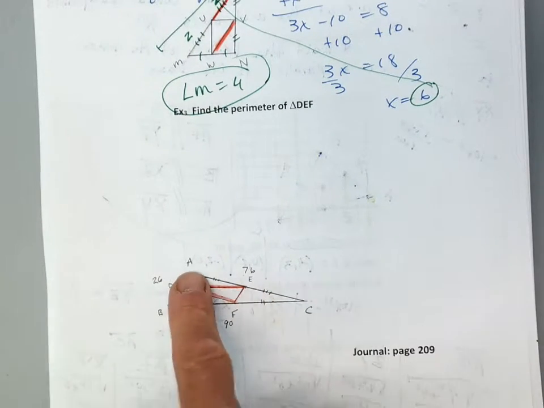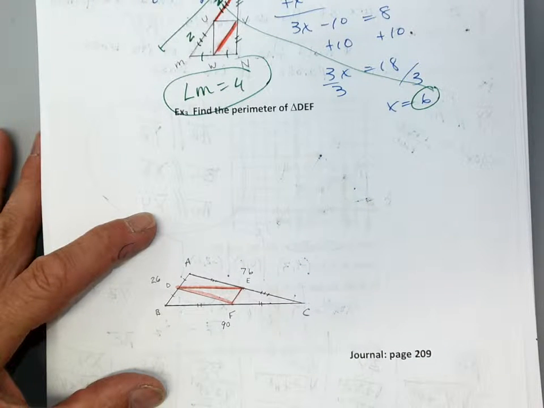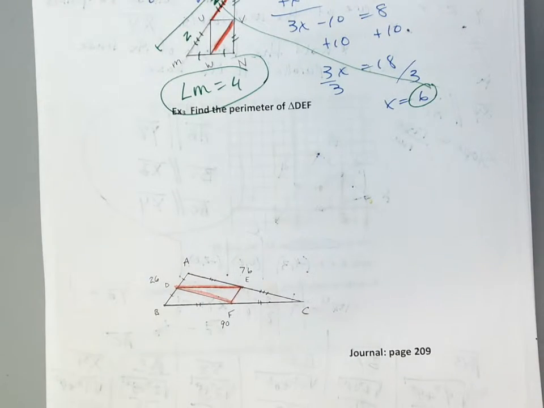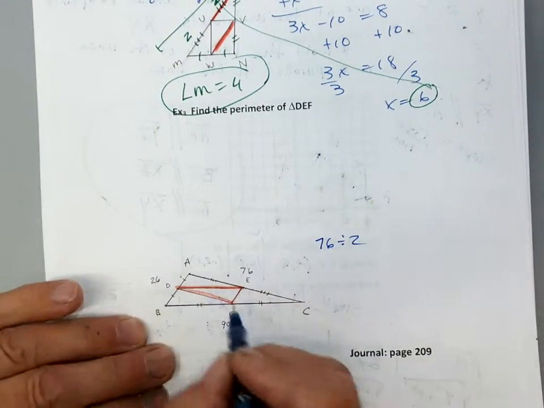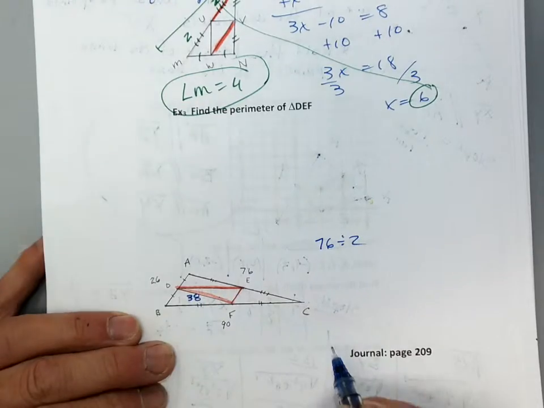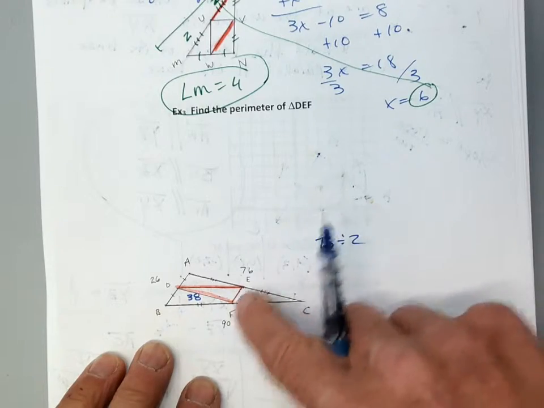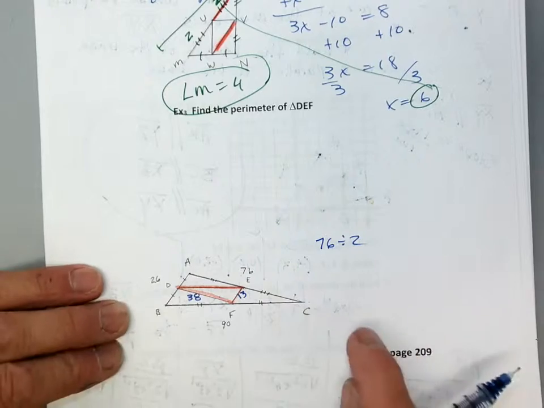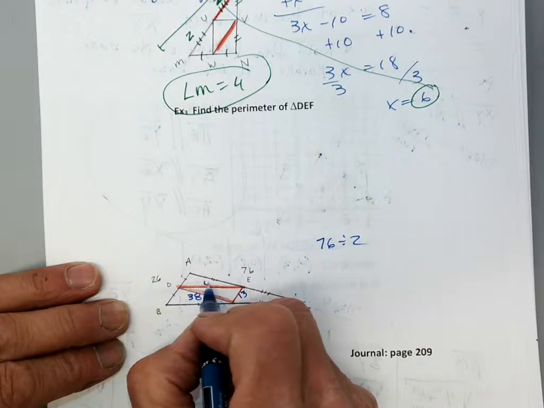So I know that AC is 76. I'm dividing by 2. So if AC is 76, then DF is 38. I just took half of it. 76 divided by 2, and I got 38. So this side's 38. I know AB is 26, so FE is half of that. That's 13. I know BC is 90, so DE is half that, which is 45.